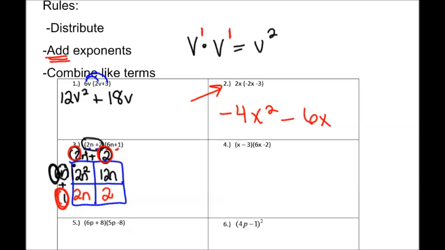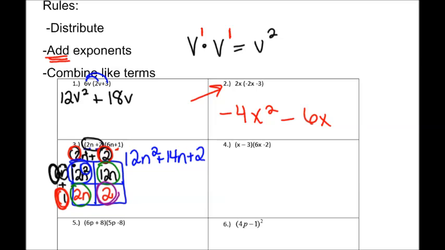So just like we've done before, go through and find your like terms. Does 12n squared have a match? No, it does not. So I'm going to go ahead and write it down. And I picked it first because it has that 2. Remember, we're going in descending order. The next one, I have a 12n and a 2n. Those are like terms. So that becomes a 14n because I'm adding those numbers. And then the last piece that I have here is this 2. So I bring down that plus 2.